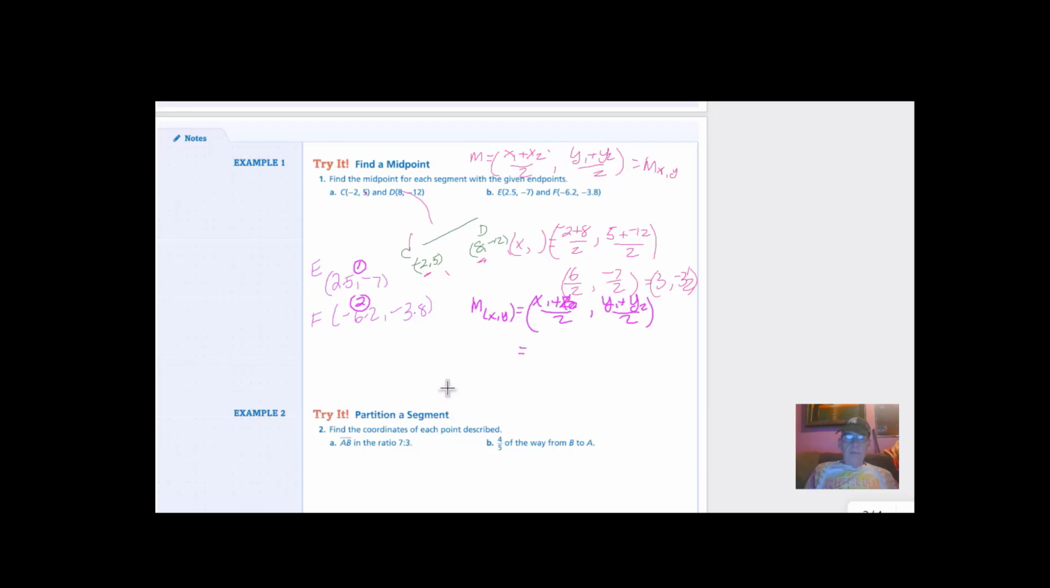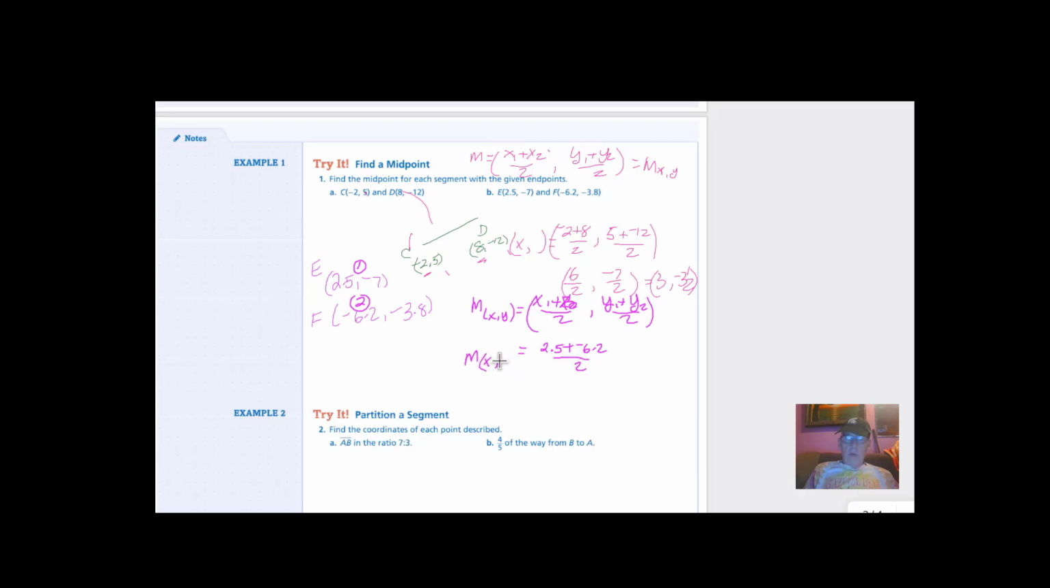So I'm going to plug the numbers in. So the x from my 1 set is 2.5 plus the x from my 2 set is negative 6.2. Well, it's going to be over 2. That's going to give me the x coordinate of my midpoint.